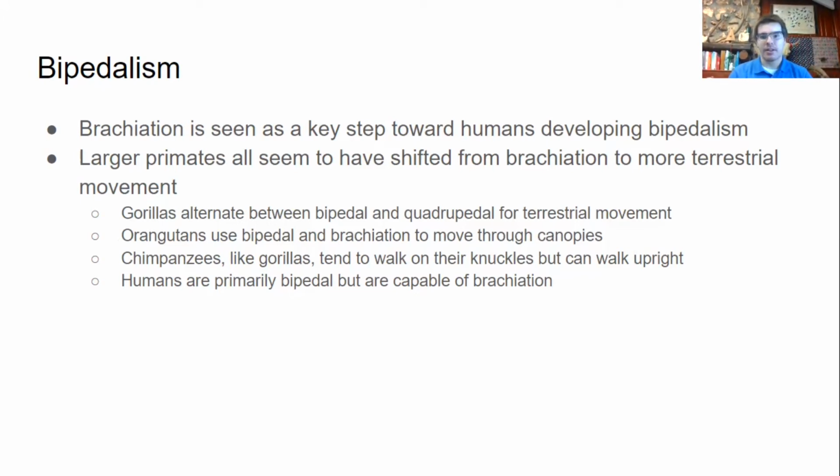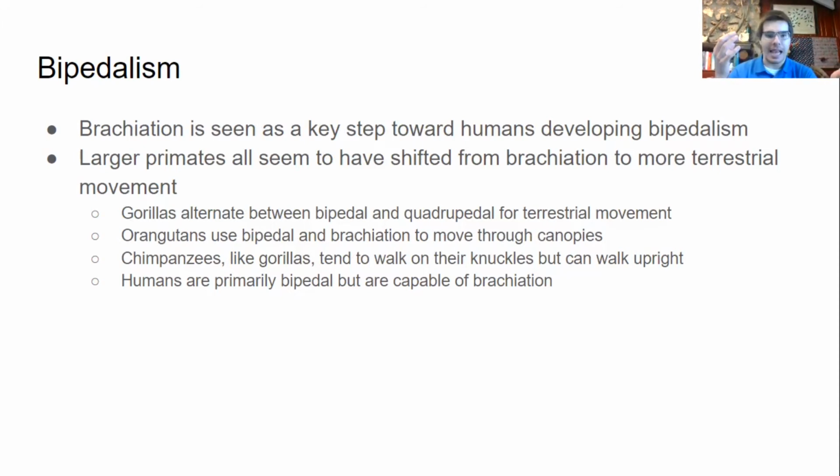Brachiation seems to be a key step towards developing bipedalism. So the argument goes that we would not be walking on two legs if it wasn't for the fact that we learned how to swing with two arms first. And we can see evidence of that in some of our closer cousins.